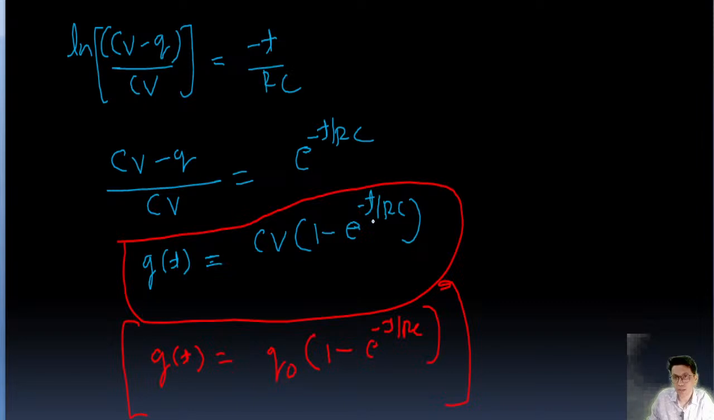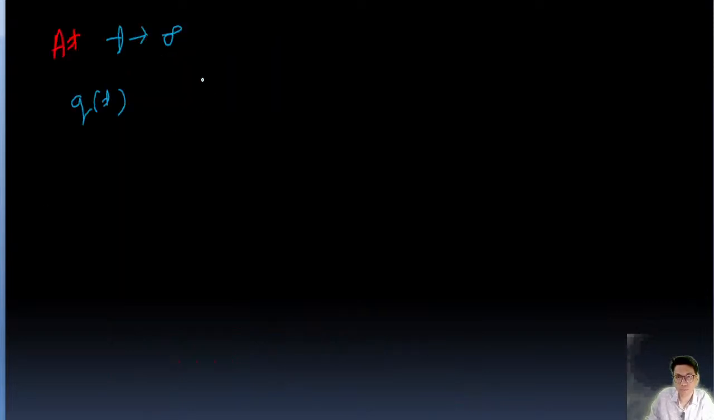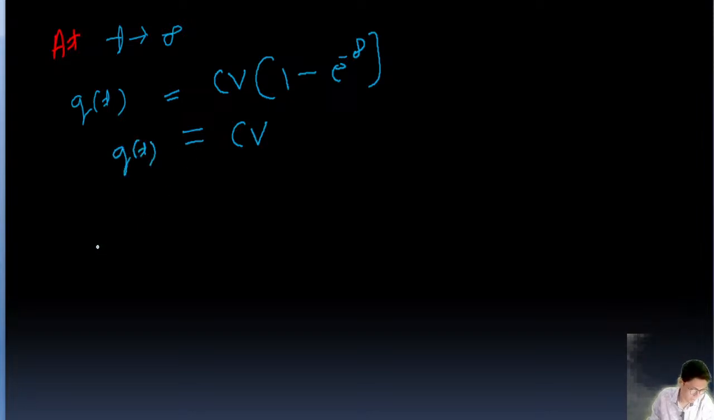So this is the q, and from here we can find at t tends to infinity, qt value is going to be CV into 1 minus e to the power minus infinity. t is infinity, right, e to the power minus infinity is 0, right. So q is going to be equal to CV when t is infinitely large.